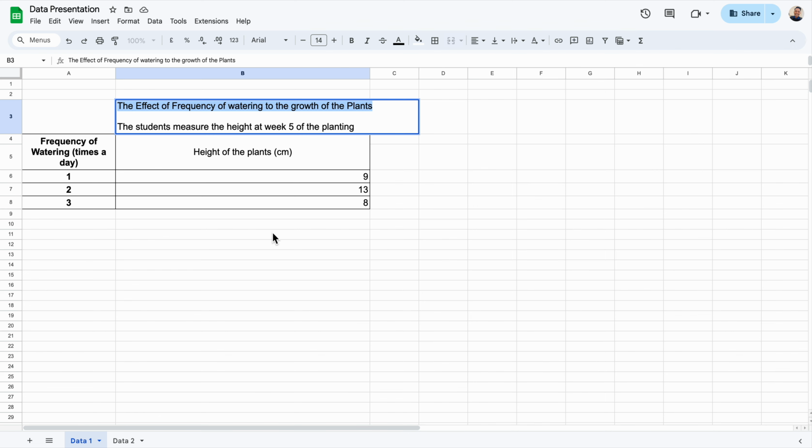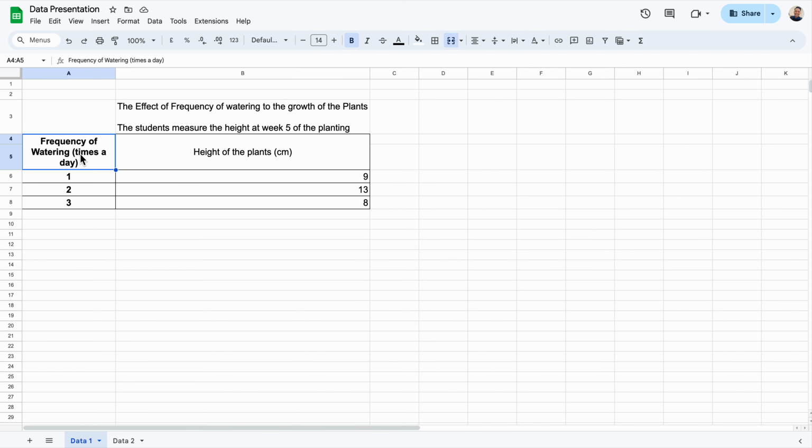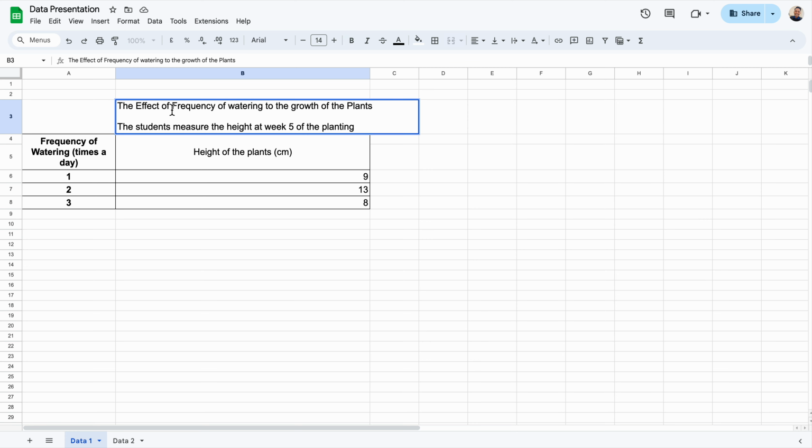First, obviously, the student will take the data of the experiment. As you can see, there are three frequencies here: one time a day, two times a day, three times a day of watering the plants. Maybe before we start, can you guess according to this which one is the independent variable? Let me give you 5 seconds. What's the independent variable of this research question?